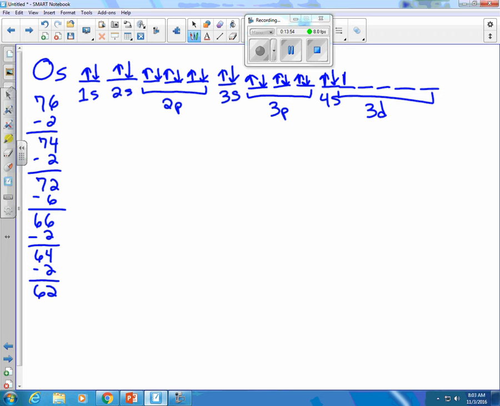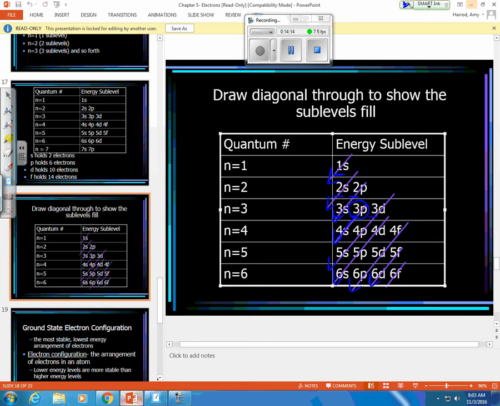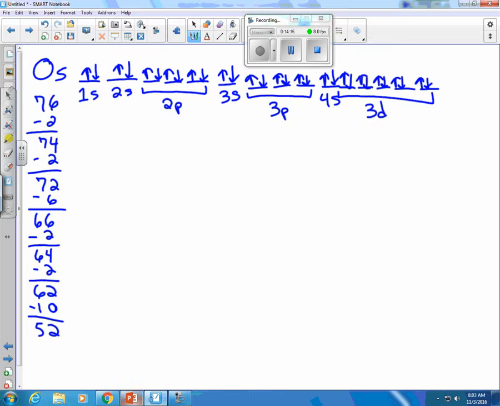Each first. Used up 10 of them, so now I am down to 52. Still have a lot to go. They're going to start filling up a little bit faster now, though. All right, I just used 3D. Now I can go to the 4th floor P room. And in a 4th floor P room, I have 3 beds, just like in every P room. I can go ahead and put 1 in each first, go back and pair them up.